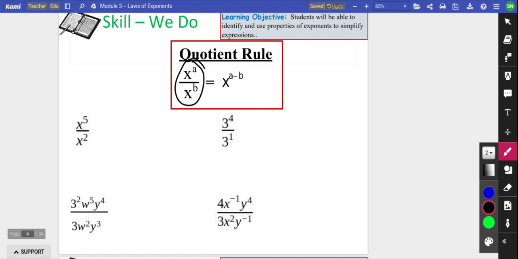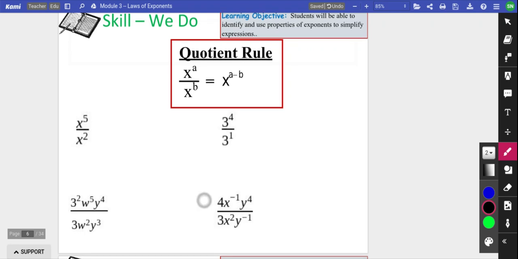Now let's apply it. I'll show you two methods. The older method is if we have an x to the fifth, that means x times x times x times x times x. We have 5 x's being multiplied at the top. At the bottom, we have x times x. That would give you x squared.